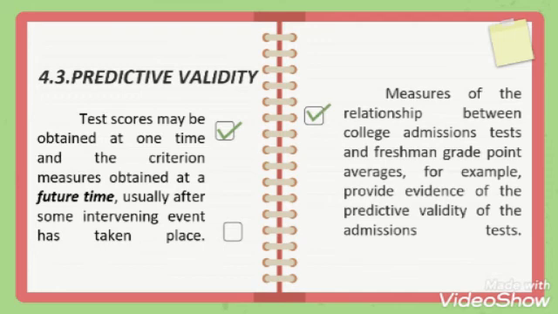Another type of criterion-related validity is predictive validity. If concurrent validity is at the same time, then predictive validity, from the word itself, predict, means future time. Test scores may be obtained at one time and the criterion measures obtained at a future time, usually after some intervening event has taken place. Measures of the relationship between college admissions tests and freshman grade point averages, for example, provide evidence of the predictive validity of the admissions tests.